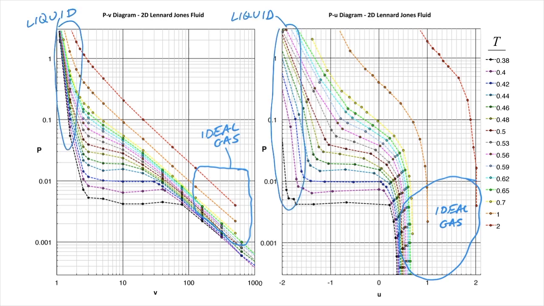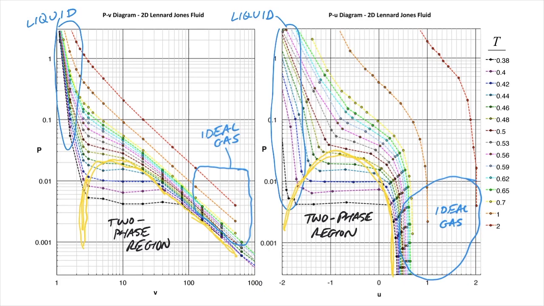At the other extreme, at very negative u, about minus 2.3 factors of epsilon below the kinetic energy, we have a dense fluid which exhibits sharp changes in pressure with volume. Sound familiar? That's just like what we saw for liquid water in the piston-cylinder assembly. So this corresponds to a 2D liquid.